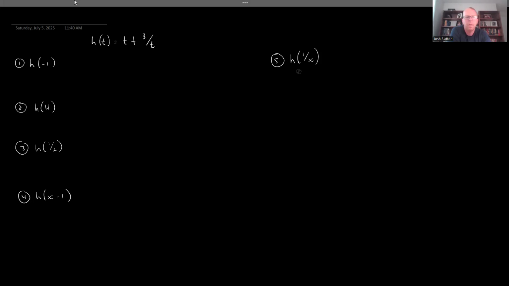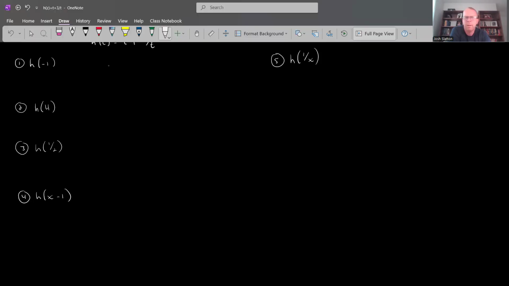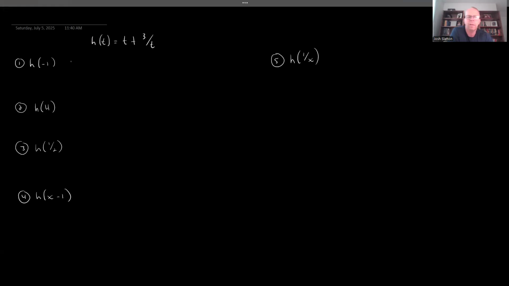And so like we said on previous videos, to get this, all we need to do is plug in whatever is in the parentheses in for the input variable, which in this case is t. So for this one, h of negative 1, we'll plug in negative 1 for t. So we have negative 1 plus 3 over negative 1. And of course, that is negative 1 minus 3, which would be negative 4.